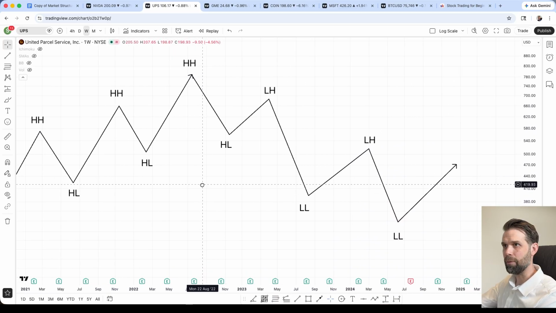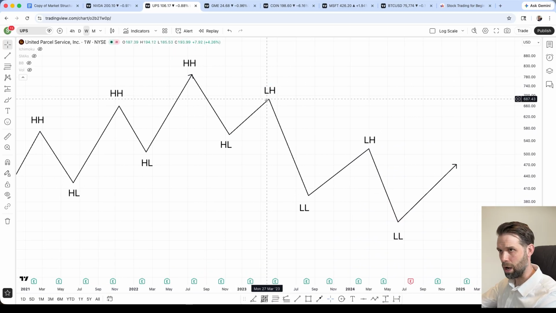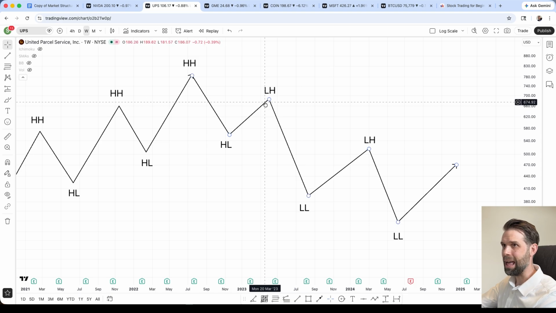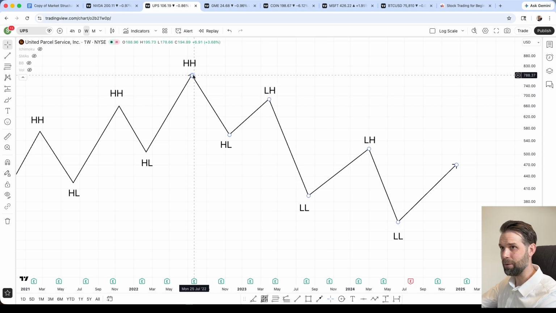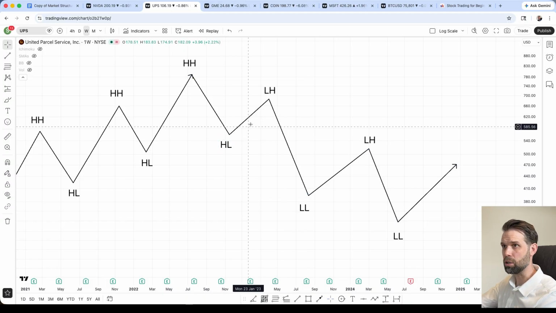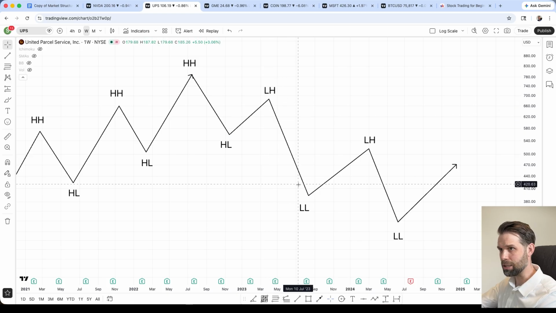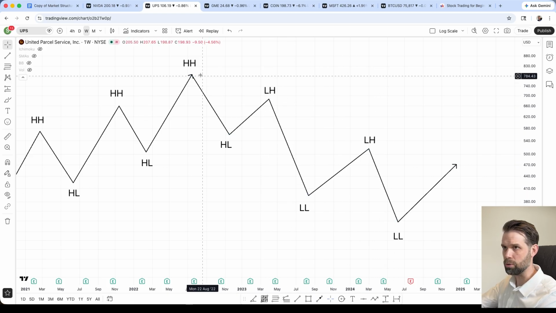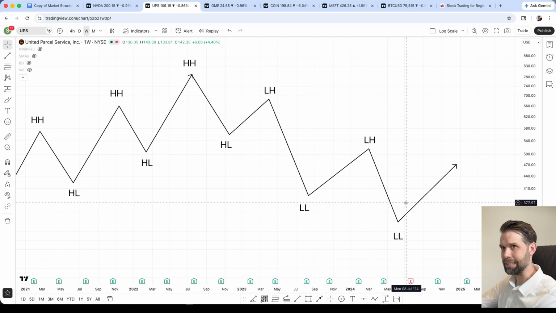And then in this area, it's the opposite. We are sort of walking down the stairs. We are making a high here, which is lower than this previous high. And we have a low here, and now we have a lower low, which is lower than the previous low. So we're making lower highs, lower lows, lower highs, lower lows. We are in a downtrend.